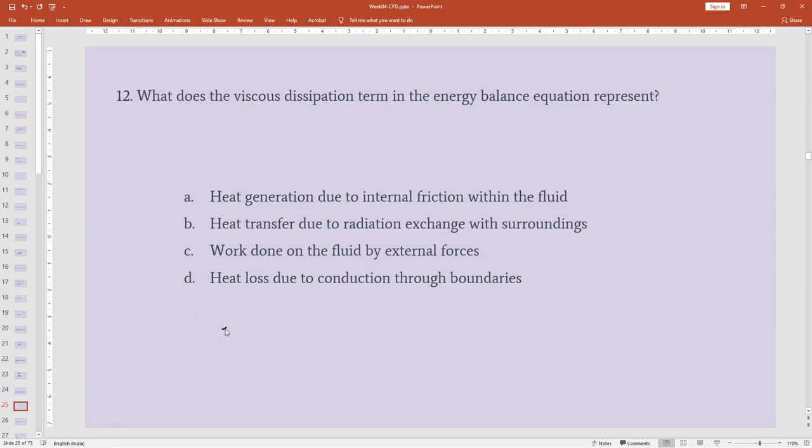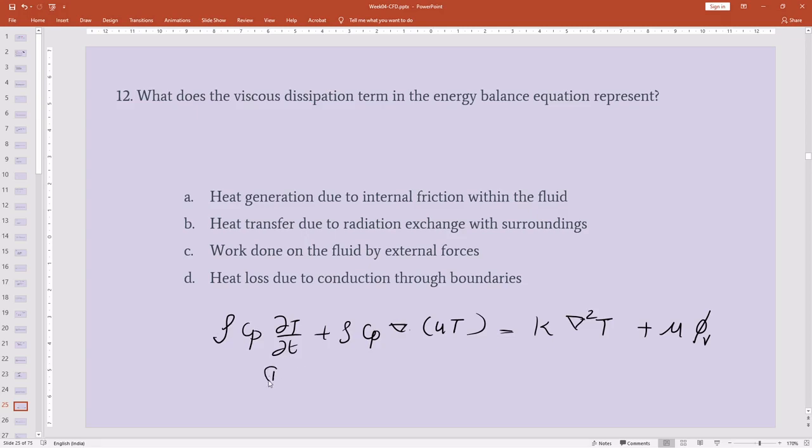Our energy conservation equation is rho Cp dT/dt plus rho Cp del dot (U T) is equal to K del square T plus mu phi V. Suppose I am calling the terms 1, 2, 3, 4. Can you inbox which one is the viscous dissipation?